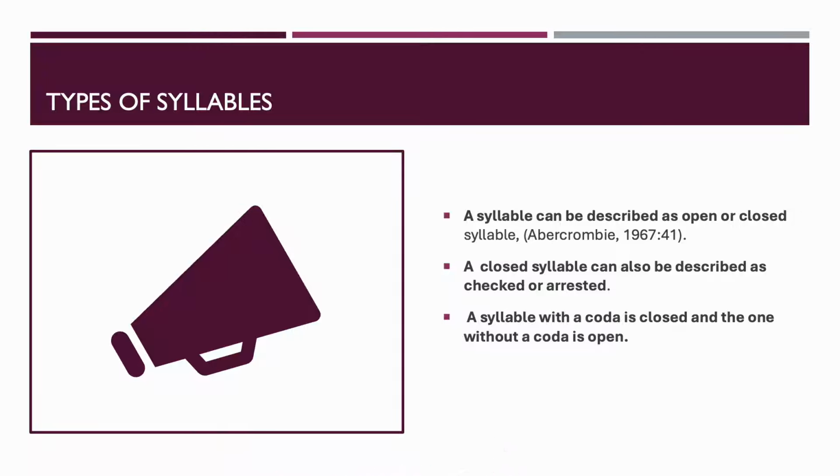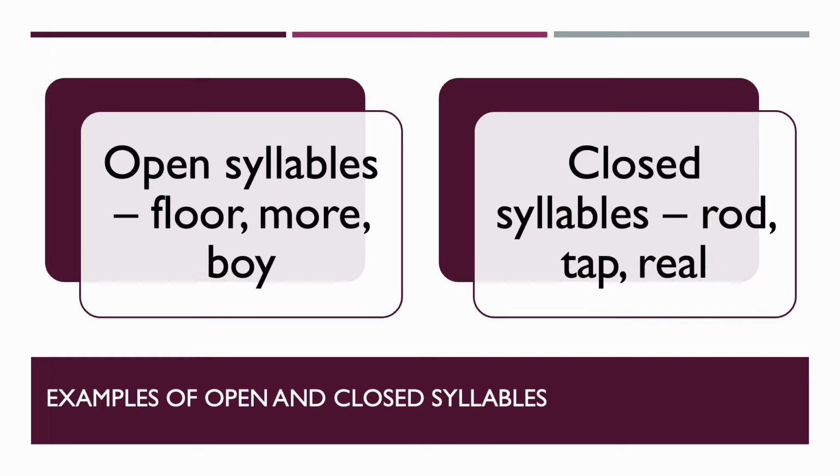Now, there are two types of syllables. A syllable can be described as open or closed. If it's a closed syllable, it can also be described as checked or arrested. A syllable with a coda is closed. That means it has a consonant after the vowel sound, so it is closed. And the one without a coda is open. That is, it ends with the vowel sound. Look at examples of open and closed syllables.